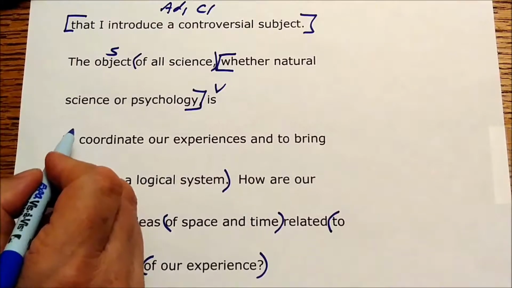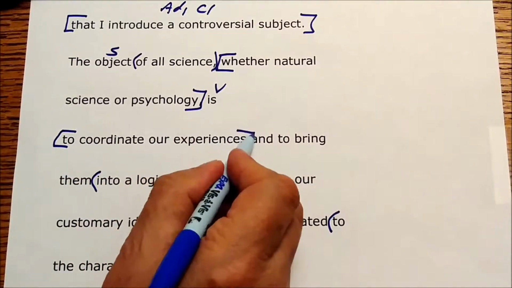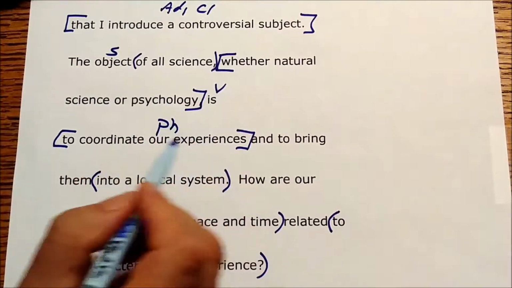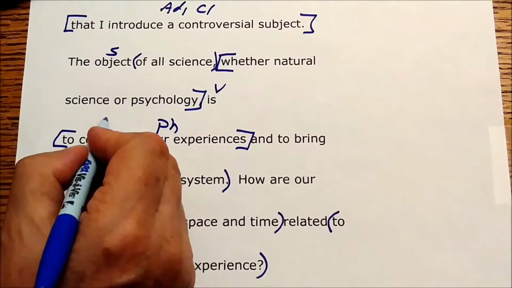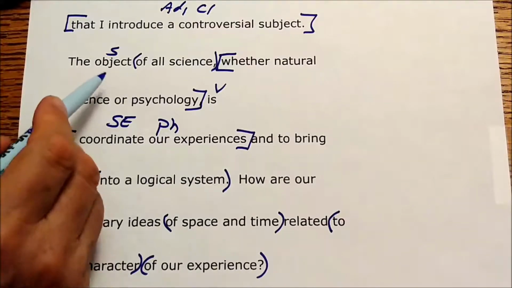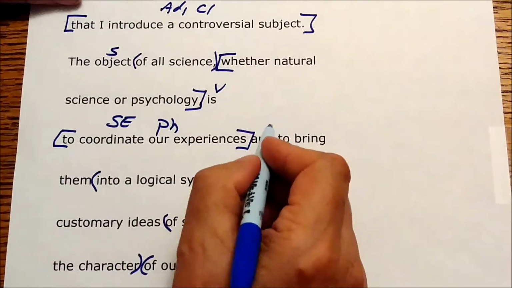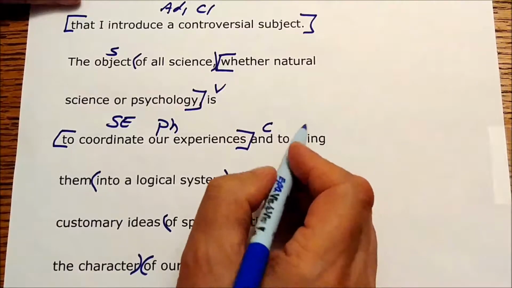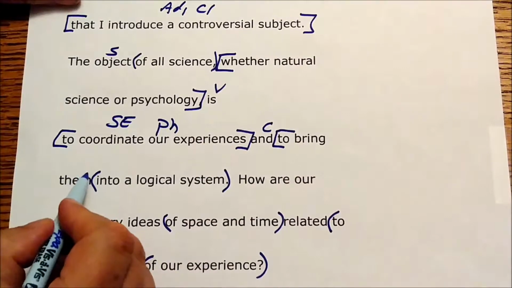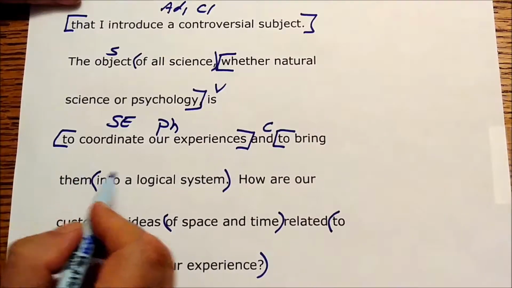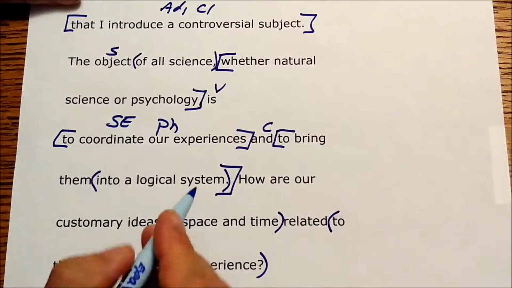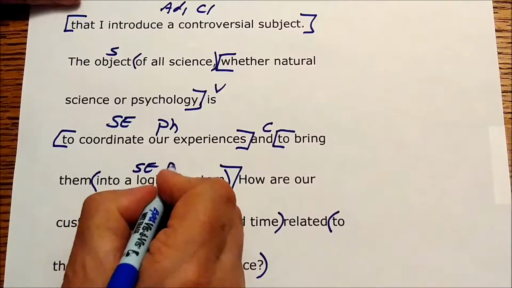This is a phrase, and it acts as a subject equivalent. All right, to object. And is a conjunction, to bring. So we have another phrase, to bring them into a logical system. So the whole thing is a phrase. And again, this would be a subject equivalent phrase.